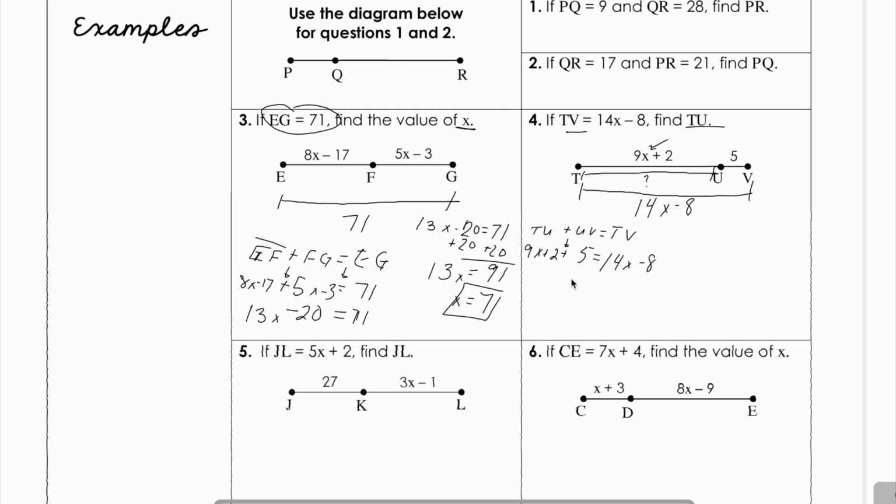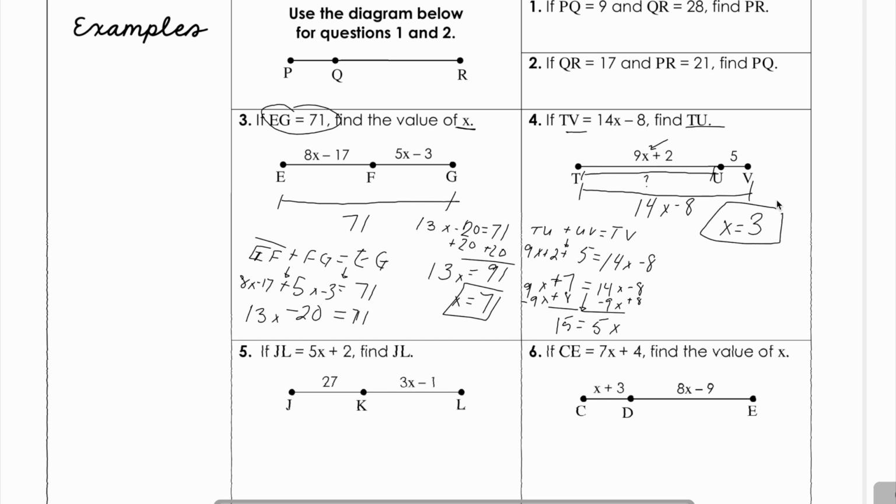So we have 5 plus 2 is positive 7. Bring down my 9x equals 14x minus 8. I'm going to bring my 8 to the other side so I don't have to deal with negatives. So this is 15. I'm going to bring my 9x to this side, and bring my equal sign down, of course. And now I have 5x equals 15. If we divide both sides by 5, then we get x equals 3.